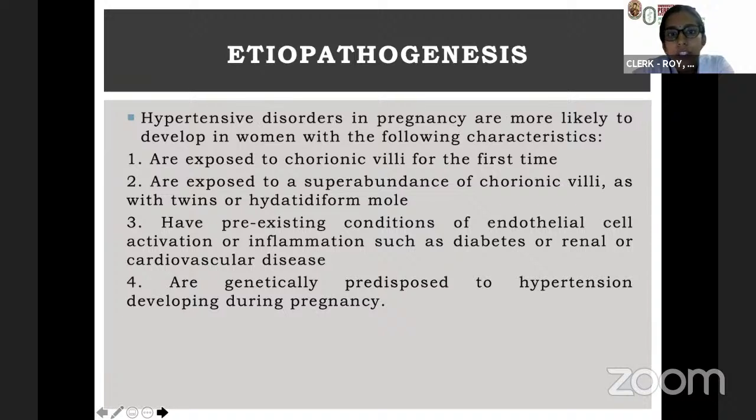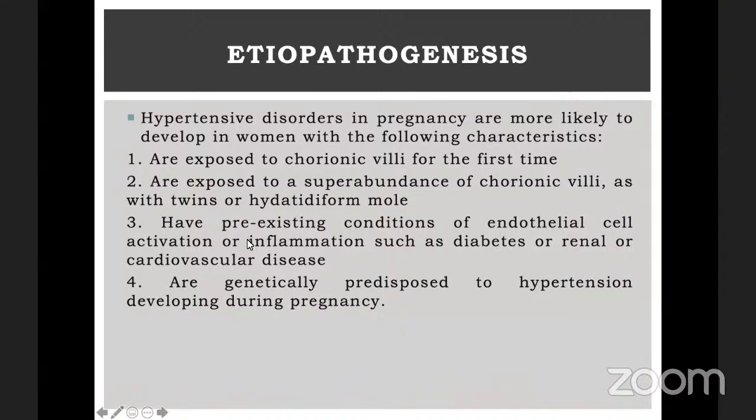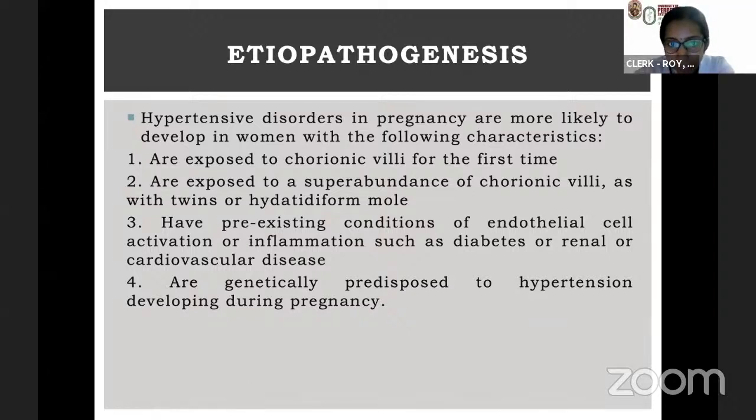Etiopathogenesis. It is likely to develop in women with the following characteristics: who are exposed to chorionic villi for the first time, which means primigravida or newly pregnant women, and who are exposed to a superabundance of chorionic villi as with twins or hydatidiform mole. If it is a multifetal pregnancy, there is a high chance that the patient can develop hypertension. They may have pre-existing conditions of endothelial cell activation or inflammation such as diabetes or renal or cardiovascular disease, and be genetically predisposed to hypertension developing during pregnancies.